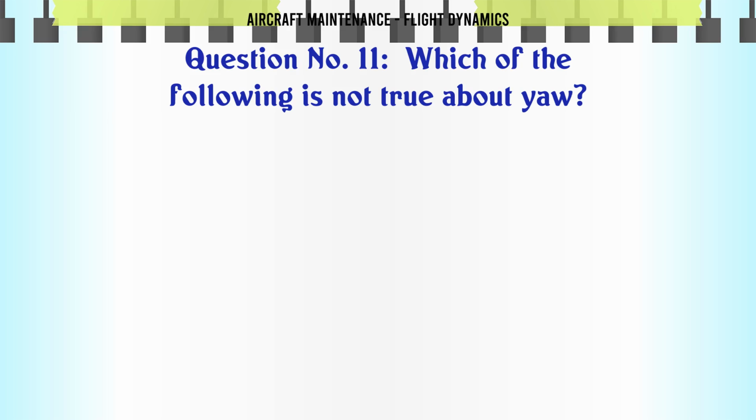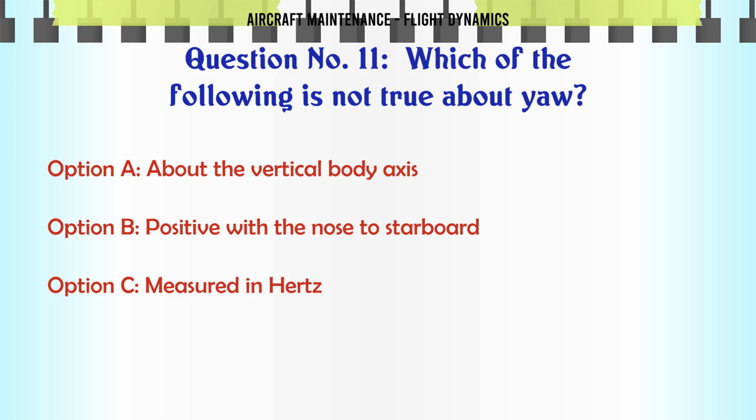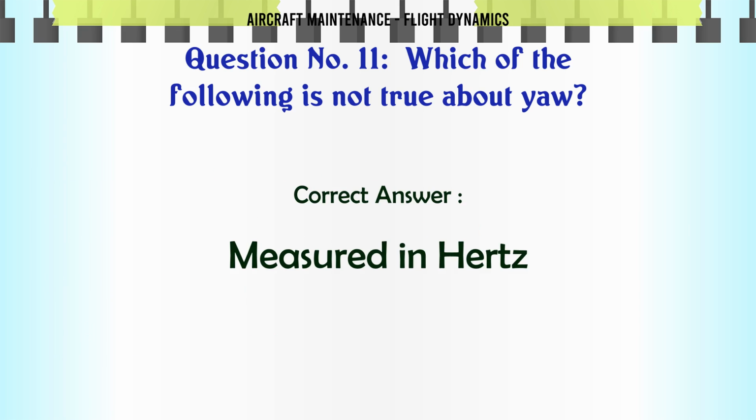Which of the following is not true about yaw? A. About the vertical body axis. B. Positive with the nose to starboard. C. Measured in hertz. D. Type of rotation. The correct answer is measured in hertz.